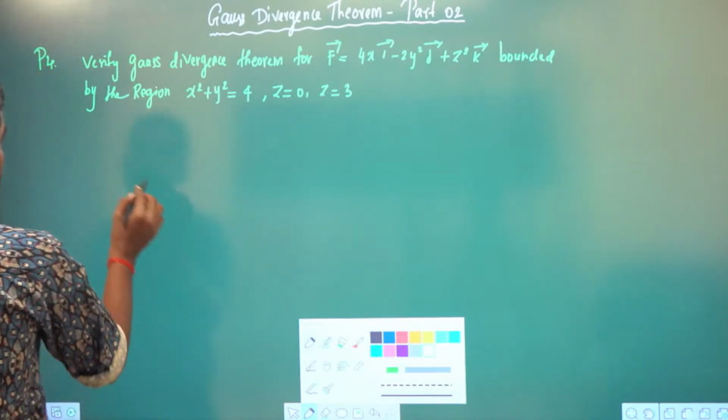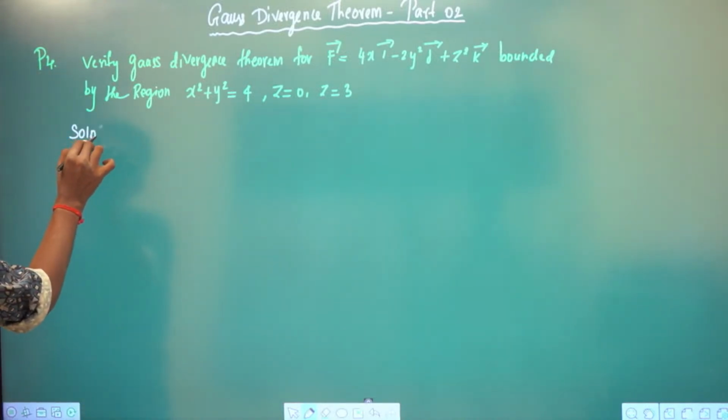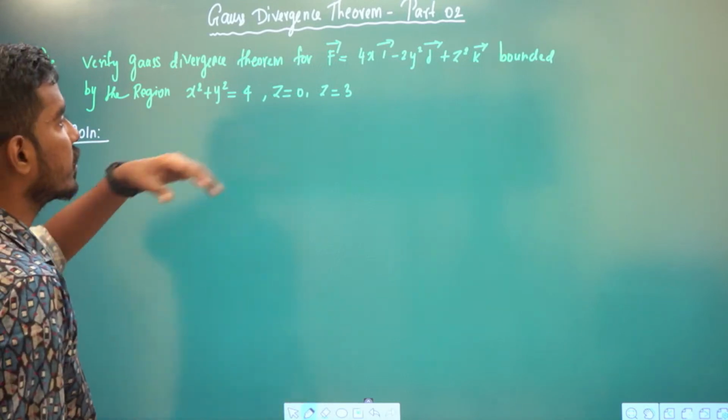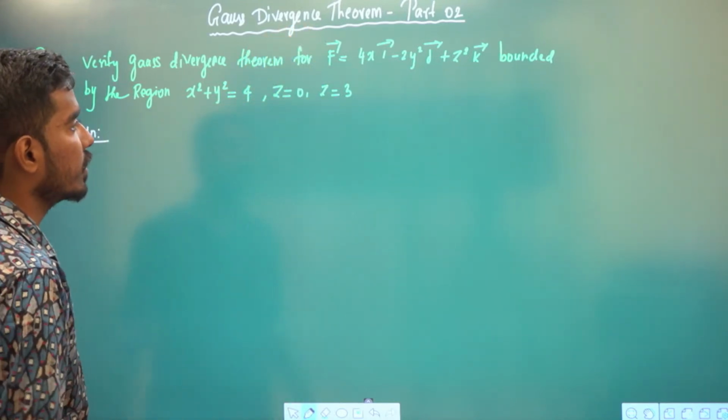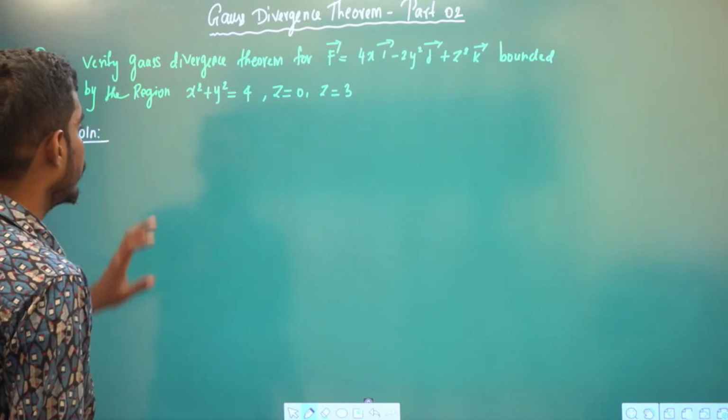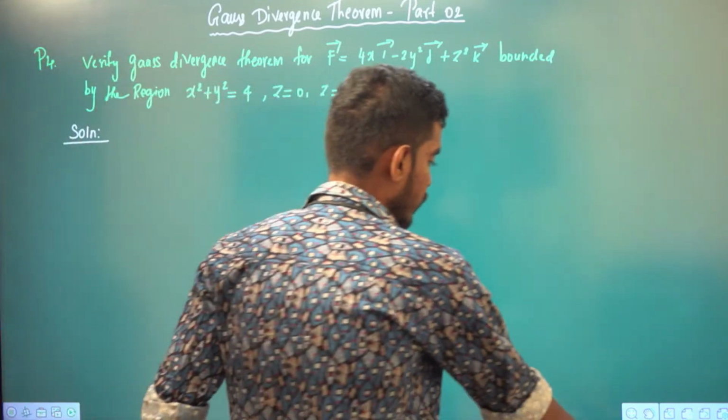Okay, so we need to verify the Gauss divergence theorem. They have given a vector field 4x i vector minus 2y square j vector plus z square k vector, bounded by this region. So let us draw the same diagram.